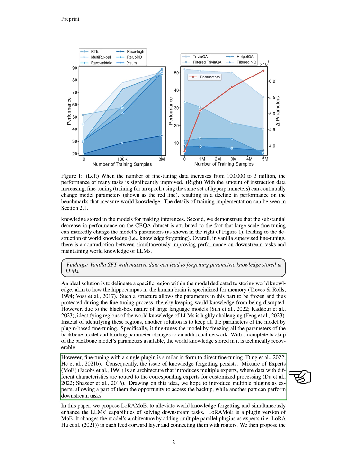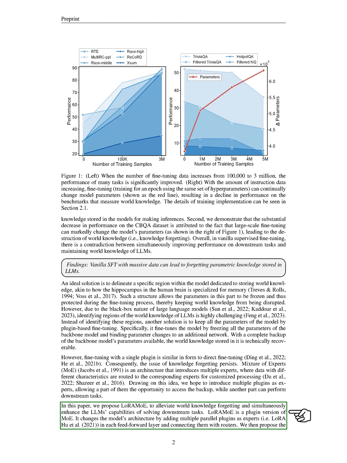To address this, we propose using a mixture of experts (MoE) architecture, which introduces multiple experts where data with different characteristics are routed to the corresponding experts for customized processing. We hope to introduce multiple plugins as experts, allowing some of them to access the backup, while others can perform downstream tasks. In this paper, we introduce LoRAMoE, a plugin version of MoE designed to alleviate world knowledge forgetting and simultaneously enhance the LLM's capabilities of solving downstream tasks.